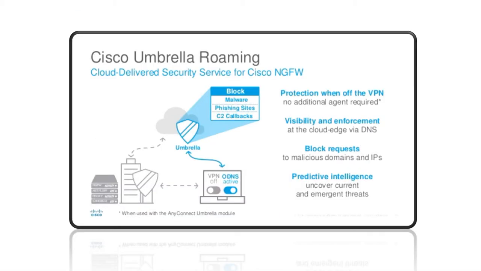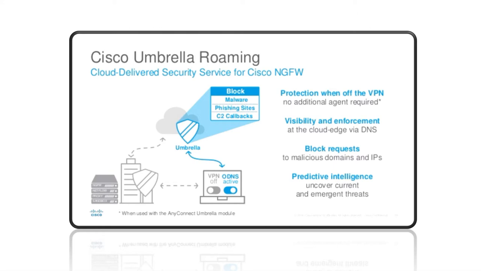Cisco has AnyConnect. If you're familiar with AnyConnect, AnyConnect is Cisco's VPN software client. You install it on your PC or your Mac, and when you connect it to the corporate network, it's as if you're behind the corporate firewall.